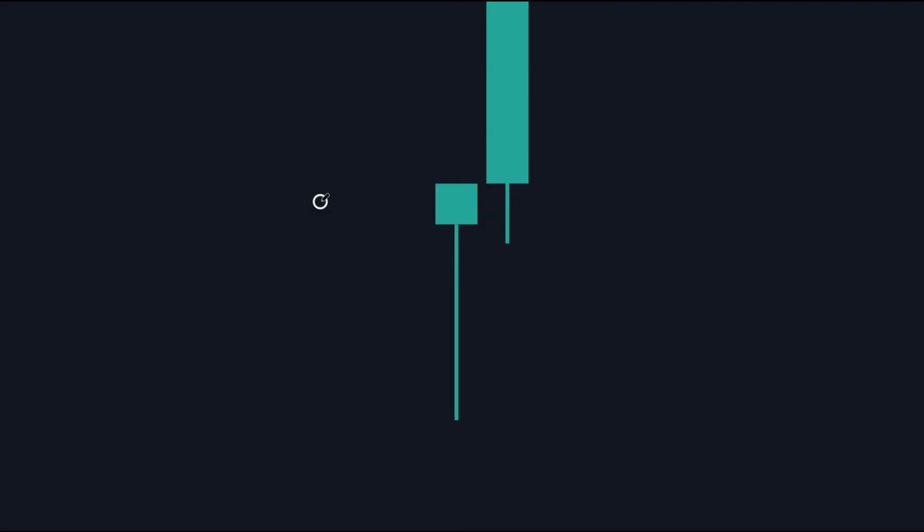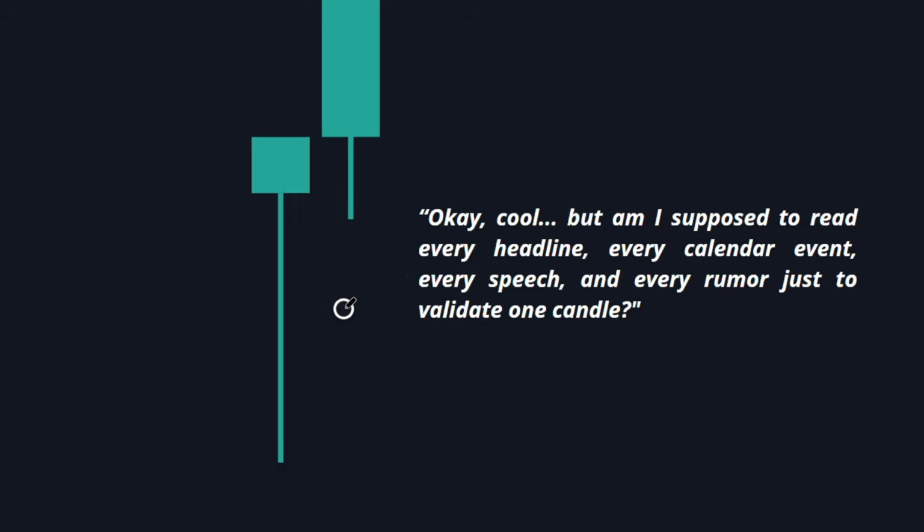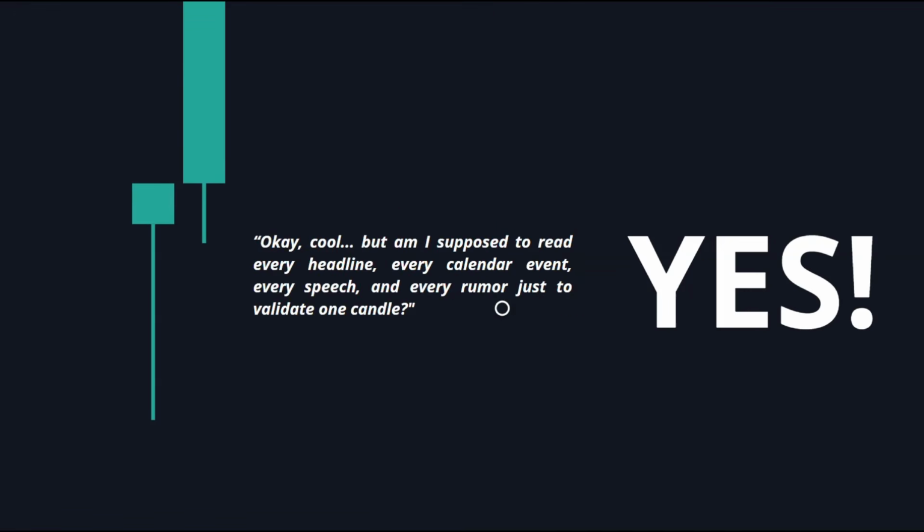Okay, this is the kind of price action that I want you to follow. The price action that has a meaning behind it. Let me get into it, because I know what you're thinking. Even if you agree with me, you're probably thinking there is a problem. Because, okay, am I supposed to read every single headline, every calendar event, every speech and every rumor just to validate one candle? Well, yes, but also no.